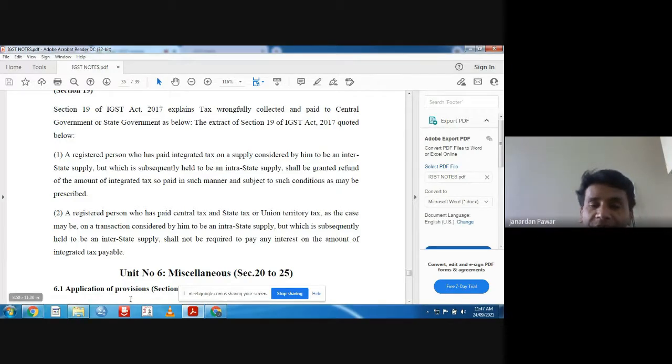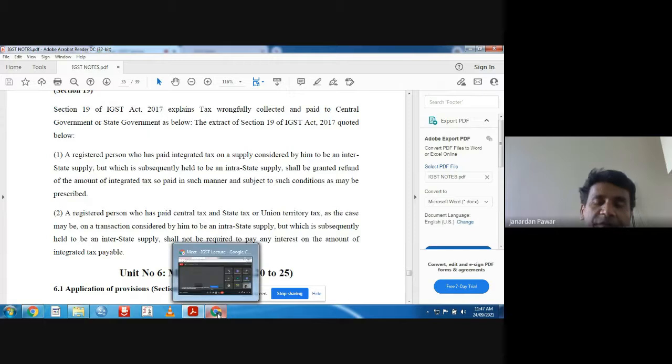Totally opposite than the first one. In the first case, that particular person considered intrastate as interstate. Here, interstate is considered as intrastate. So here, in case of intrastate, there is no question of IGST. There is a question of state tax, central tax, or union territory tax, whatever is applicable.